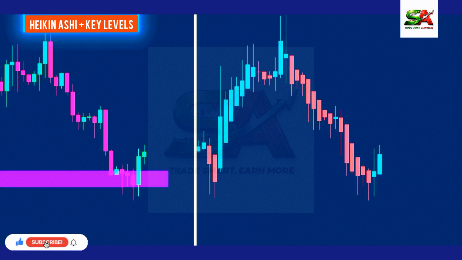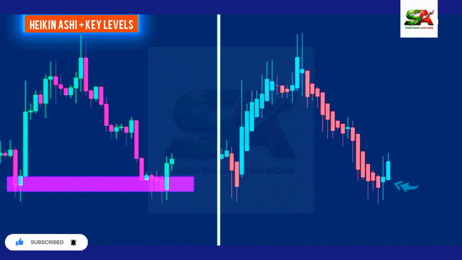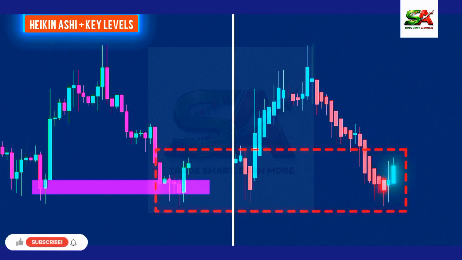Now, remember what I said earlier in the video, it's better to enter a trade when the Heikin Ashi candle's body is still small, because it shows that the trend is still early. And that's exactly what we're seeing here. So now, we have the Heikin Ashi confirming a potential trend change while the price is at support, which means we can now move on to the final step, which is the entry.